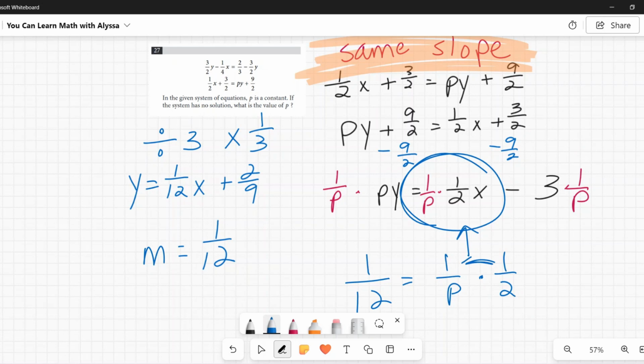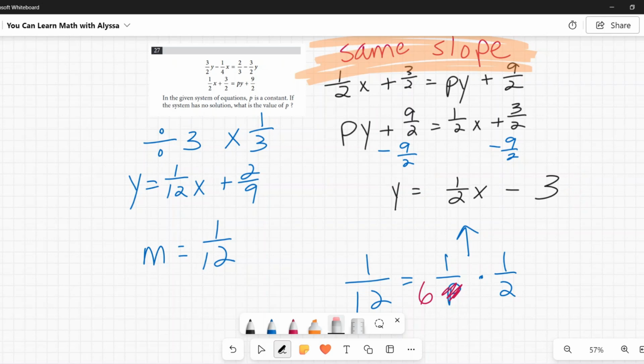The numbers together on top, 1 times 1 equals 1. Okay, so on the bottom I have 2 times p equals 12. 2 times what equals 12? 6. 2 times 6 equals 12. P has to be 6. And let's double check that up here. Let's go back in and just say, what if p is 6? Then I would need to divide by 6, which is the same as multiplying by 1/6.